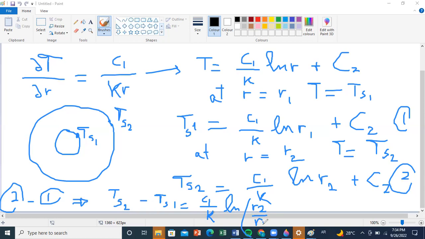So now we can deduce what is C1. We can deduce that the constant C1 is equal to TS2 minus TS1 times K over ln R2 over R1. And now we are ready to calculate the resistance.